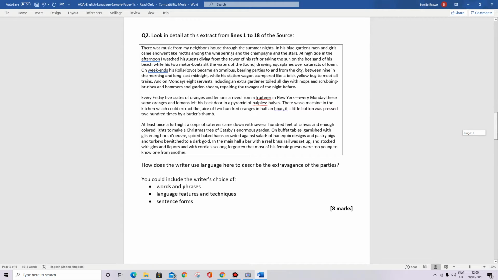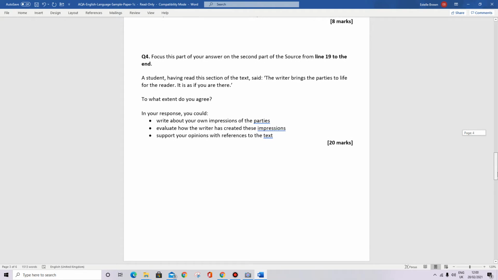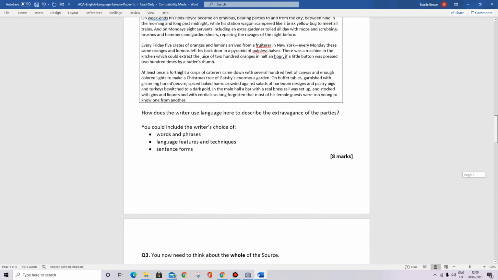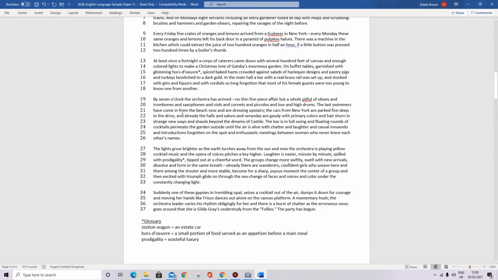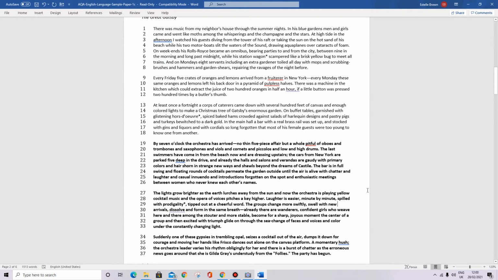So actually, shall I have a little practice on question 2 first, or shall we have a look at question 4? We're still going to have a look at question 4 first, because it's what I've asked you to do first. So from line 19 to the end, I'm going to see if I can highlight that in some way just while I'm reading it through. Okay, but I'm going to read the whole thing.